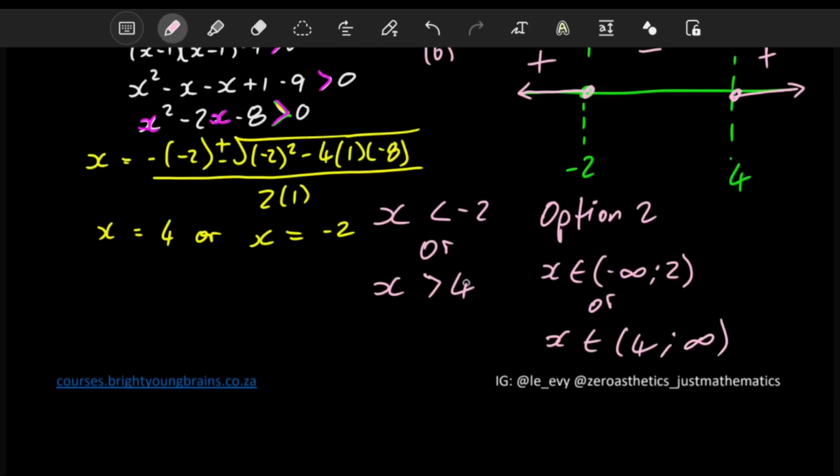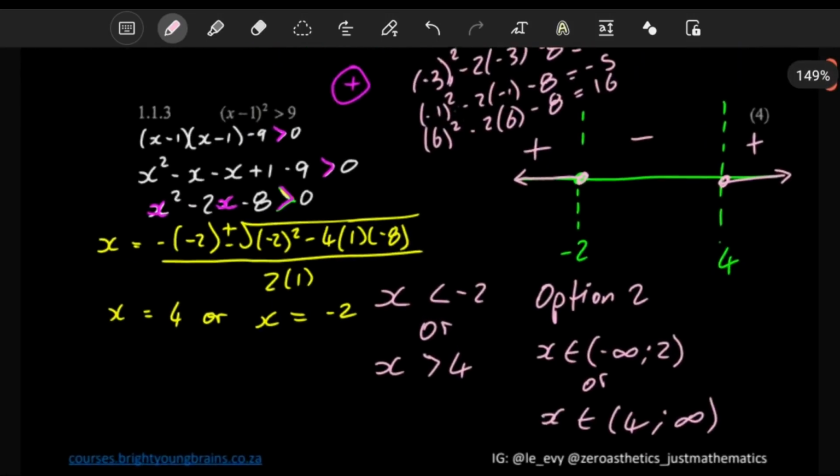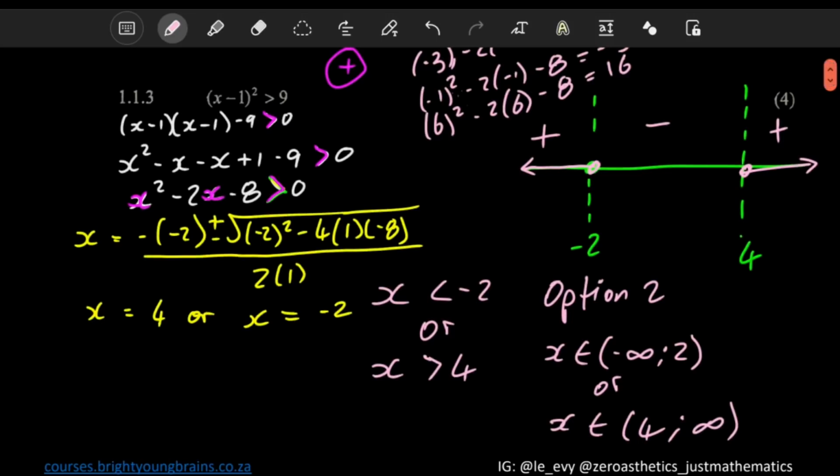There we go. Two ways, same thing, nothing crazy, nothing major. So this is how you would answer this inequality.